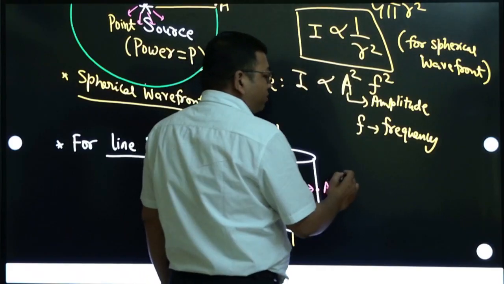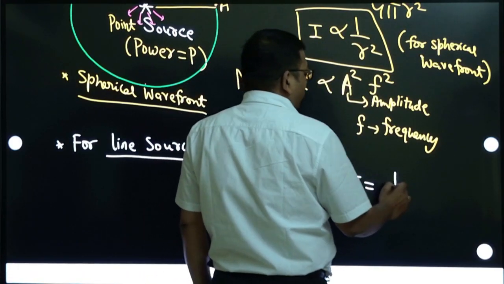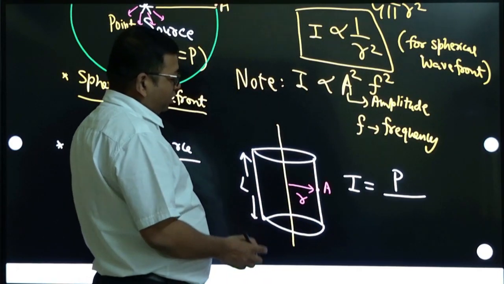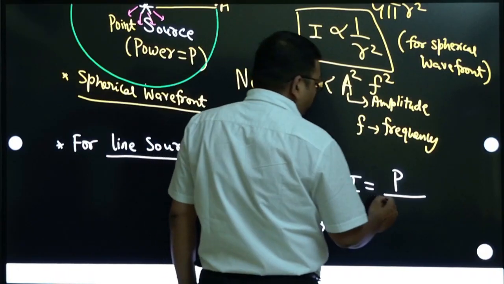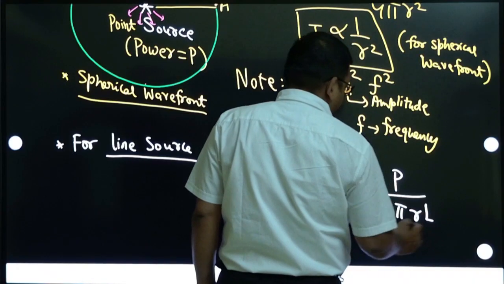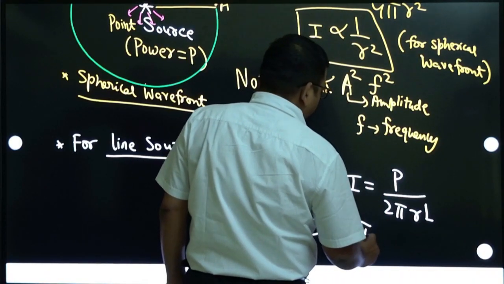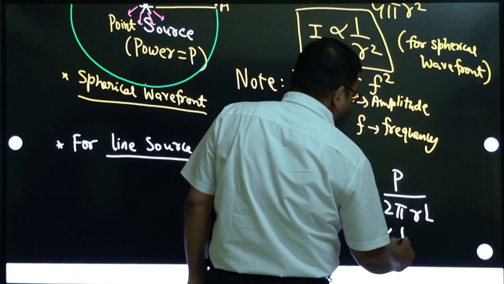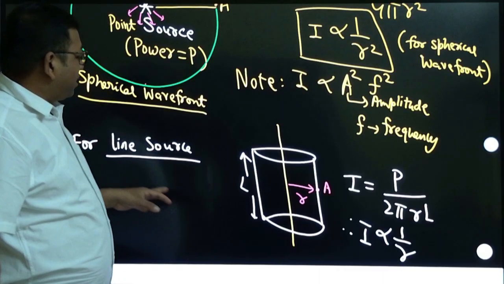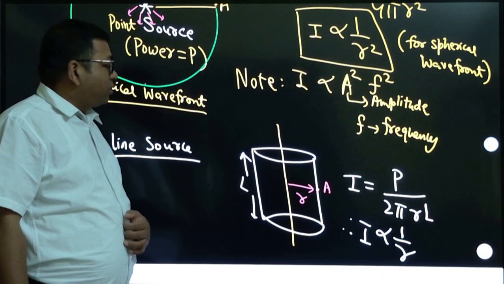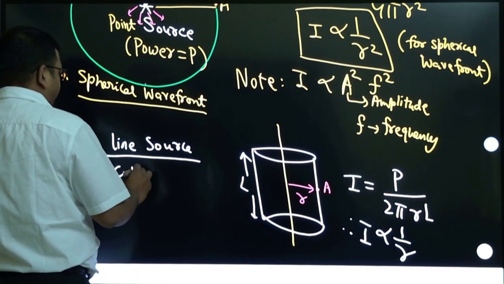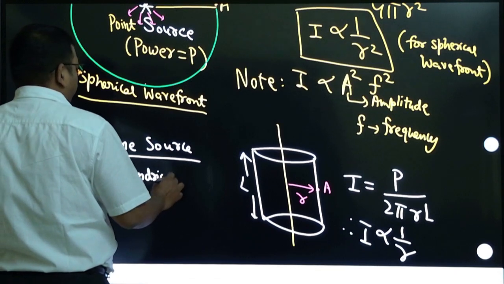So the intensity formula is power by area, but area here you have to take as 2 pi r into height, which is L. So here you can say that intensity is inversely proportional to r. So this concept of intensity is valid for a line source or cylindrical wavefront.